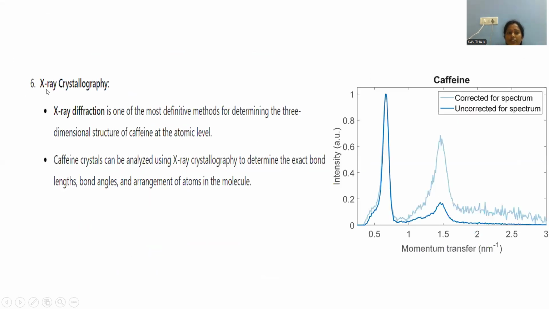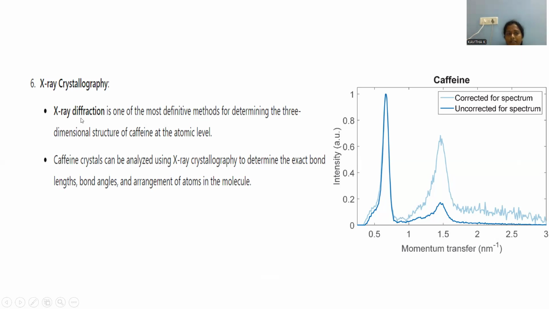Let's move on to another segment of analytical identification technique called X-ray crystallography. The nature of a crystal can be identified by means of this X-ray crystallography. X-ray diffraction is one of the most definitive methods for determining three-dimensional structure. Right, X-ray crystallography, what is the purpose?